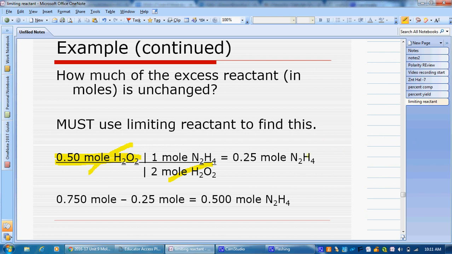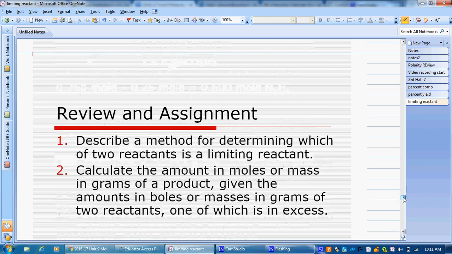moles. So this is how much we'll actually get when we run the reaction, because you always have to start with your limiting reactant because that's what's going to stop your reaction. Well, we started with 0.75 moles, we made 0.25 moles, so that means we're going to have 0.5 moles left over. So that's our excess, that's our leftover.